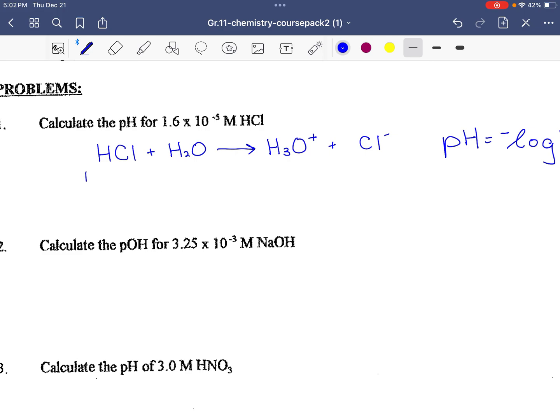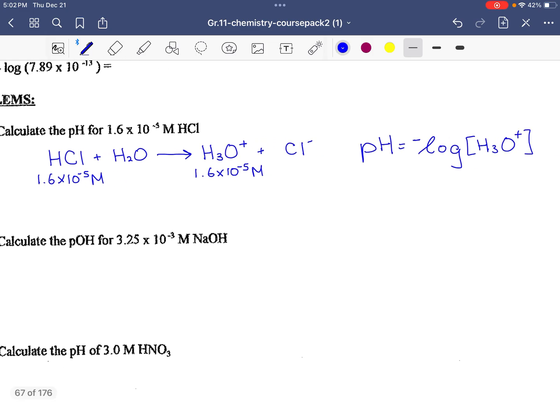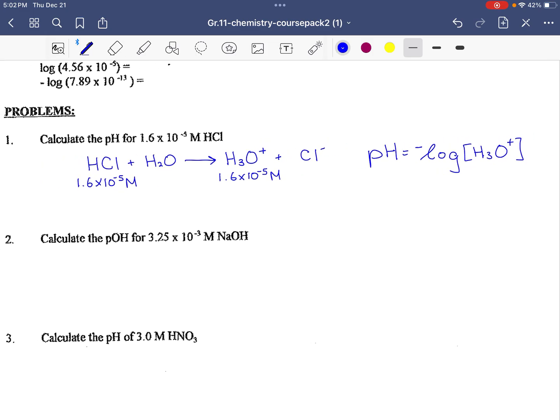So, if you have 1.6 times 10 to the power of -5 molarity of HCl, since the mole ratio here is 1 to 1, that means H3O is also 1.6 times 10 to the power of -5 molar. So that makes things very simple in this case. And it's always going to be simple when you're talking about acid. So pH is equal to the negative log of 1.6 times 10 to the power of -5 molarity. And this is going to be 4.8.